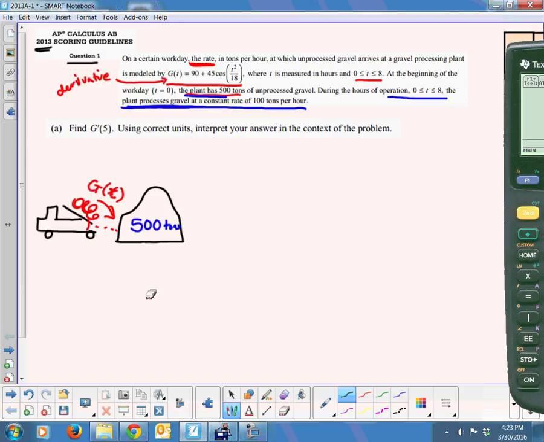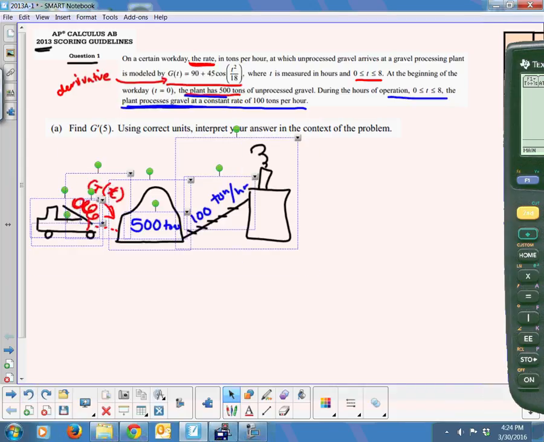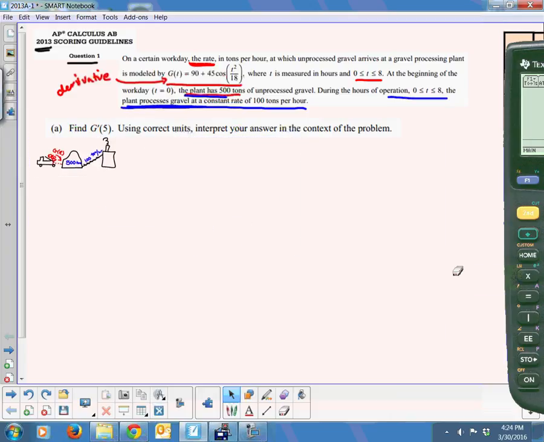And also, you've got some sort of a processing plant, some sort of a conveyor belt that takes the stuff into the giant pollution-making factory. And this is processing gravel at 100 tons per hour. So we have stuff going in, stuff going out, and stuff that we started with. I don't think you get extra credit on the AP exam for making cool pictures, but I like my picture, so we're going to keep it. Okay, so we have a picture in case we need to come back to it.